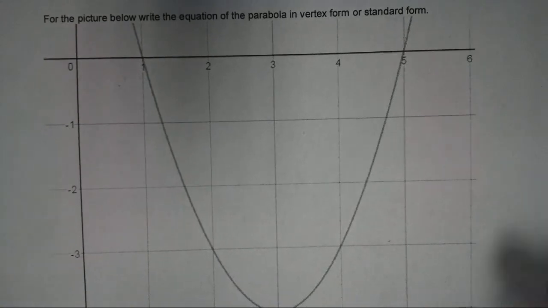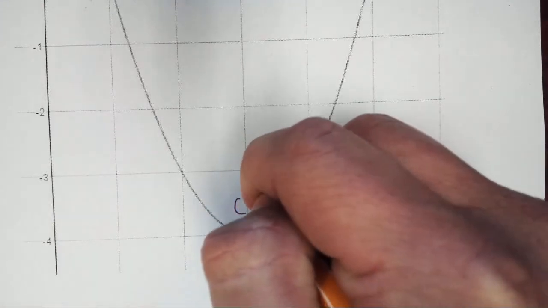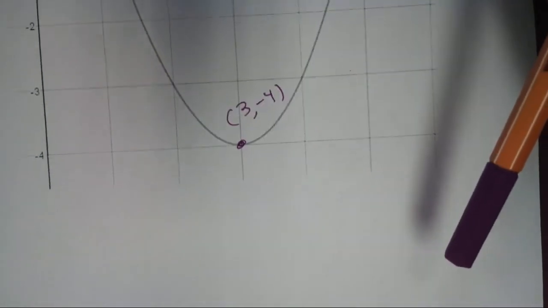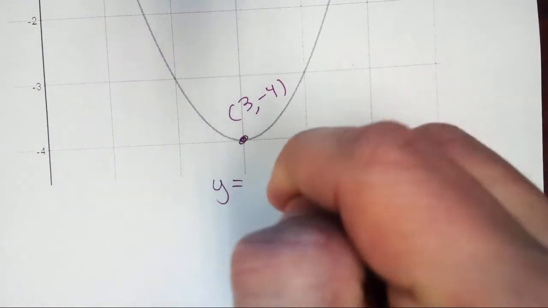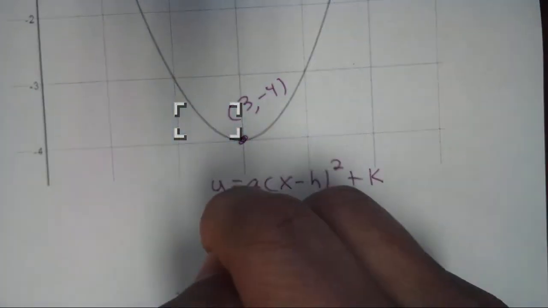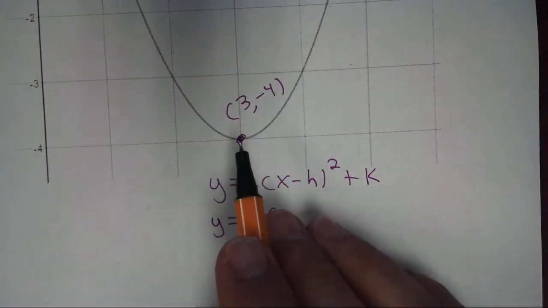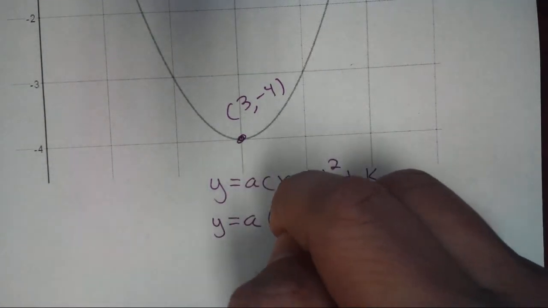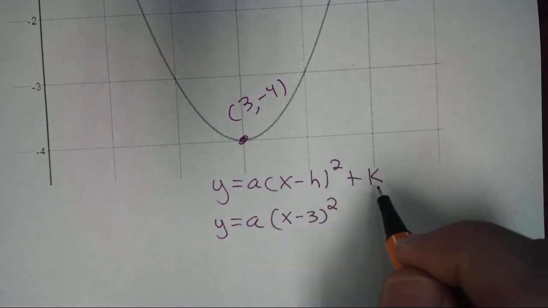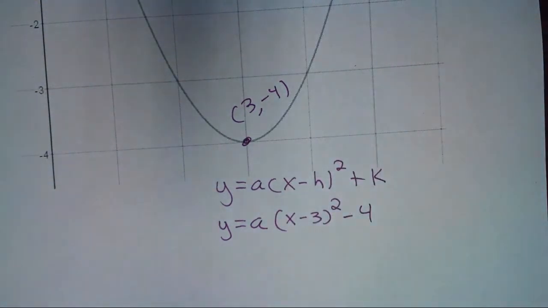Then on to our almost last question. We have to take this picture and put it in either vertex or standard form. Might as well do the easy one, which is vertex form. So the vertex is located at 3, negative 4. All we have to do is start off with the standard format, which is y equals a, x minus h squared plus k. So this becomes y equals a, x minus the x value of the vertex. The x value is 3, so we put in minus 3. And then it says plus k, so we use the exact y value, which is negative 4. So we put a minus 4.